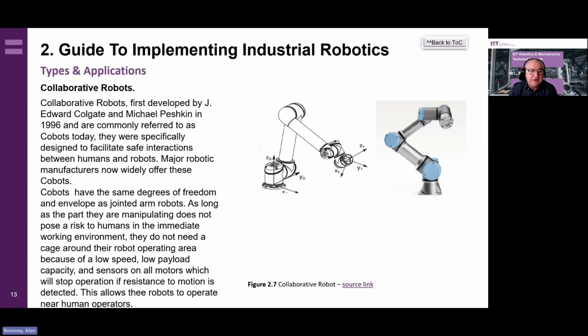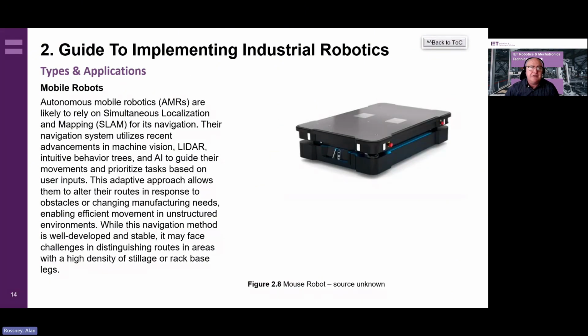This is because of a low speed, low payload capacity, and sensors in all motors which will stop operation if resistance to motion is detected. So this allows these robots to operate near human operators. Let's move on to mobile robots next.